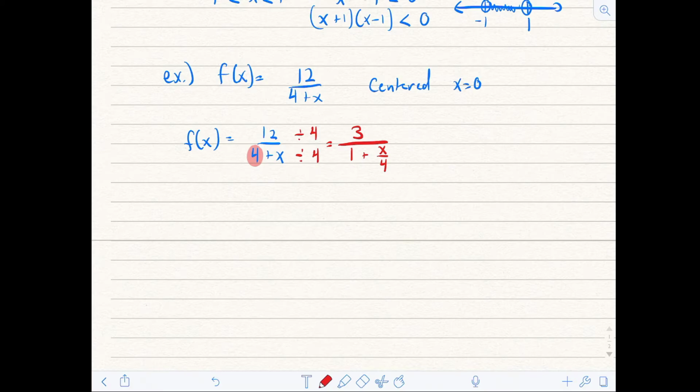Okay, so that clears up a little bit: a is going to be equal to 3. Now r, if I rewrite this as 3 over 1 minus, and then we need to write out what our r value is supposed to be. In this case, it's going to be negative x over 4.